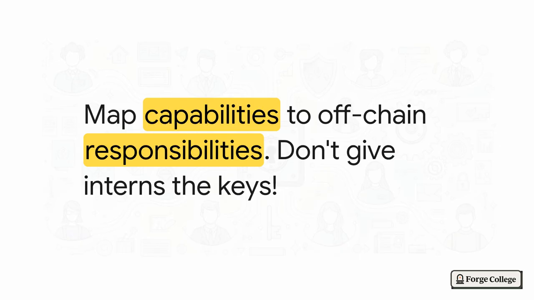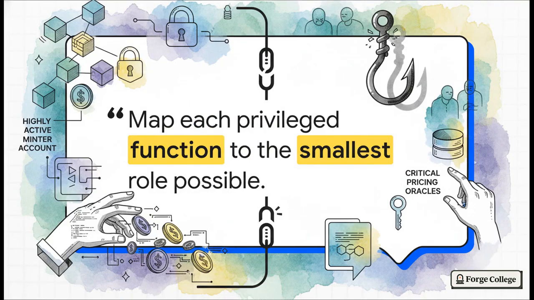You really want to utilize a bucket strategy. Group privileged actions together, like long-term token economics in one bucket and daily token minting in another, and explicitly assign them to the correct real-world actors. You absolutely must prevent high-frequency operational duties from dangerously mixing with slow, deliberate governance duties. And that brings us to a quote you should practically memorize. Map each privileged function to the smallest role possible. This is separation of duties in action.